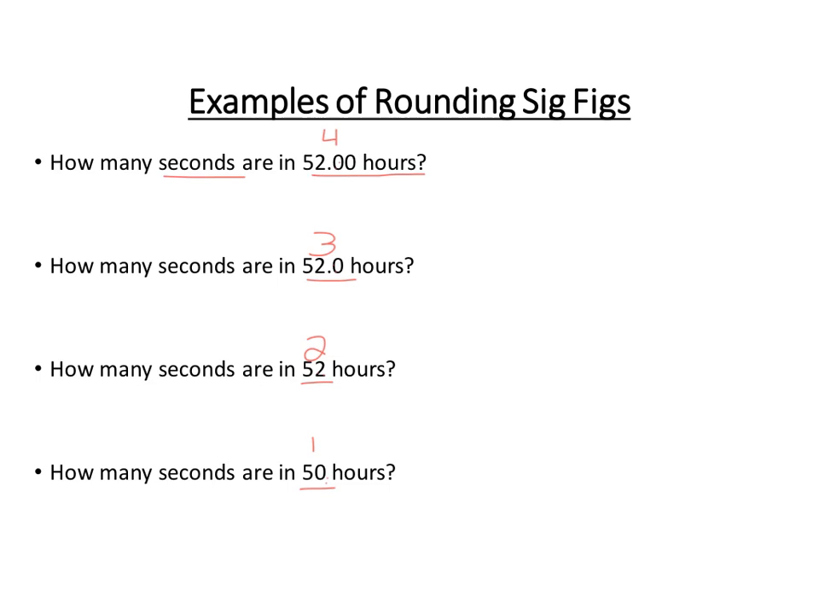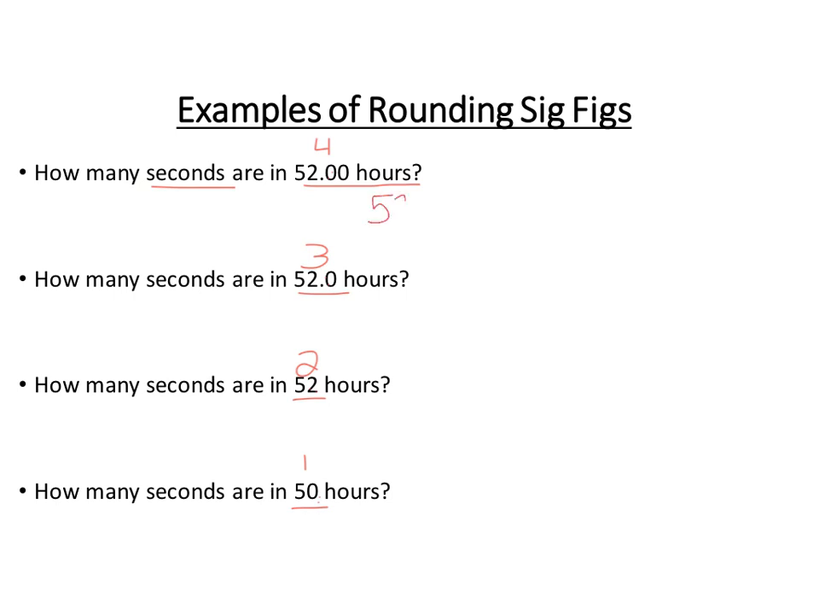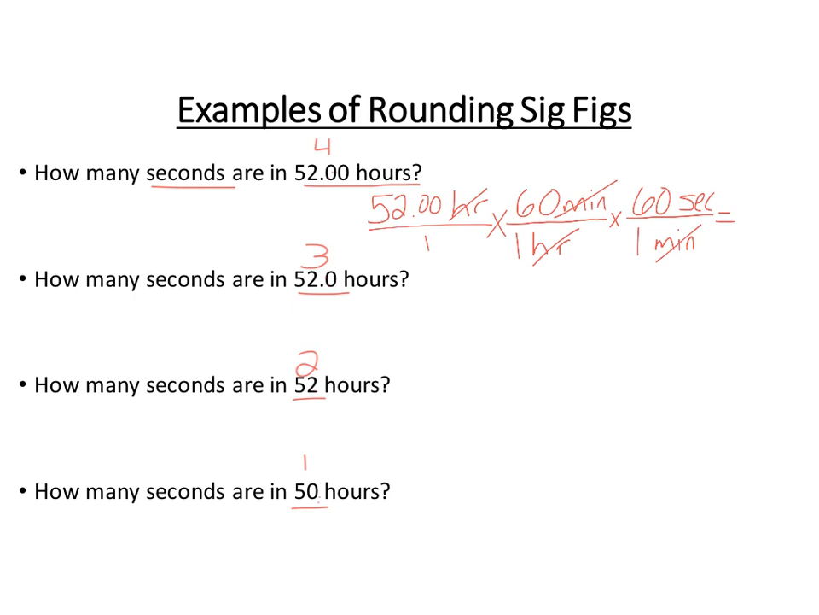So to do this, you would, of course, calculate. So you would have 52.00 hours over 1. This is an Algebra 1 skill that you should have had, where you use dimensional analysis to cancel units. So you have hours there, so they cancel. And of course, you know there's 60 minutes in an hour. And now we need to get from minutes to seconds. So in every 1 minute, there are 60 seconds. Now we just multiply going across the top. When I multiplied everything, I got a final answer of 187,200 seconds in 52 hours.